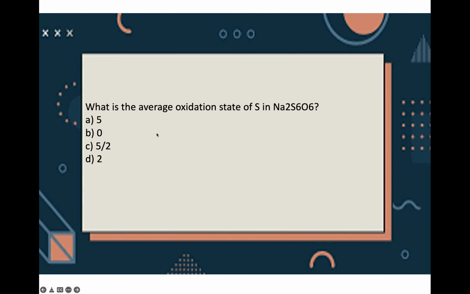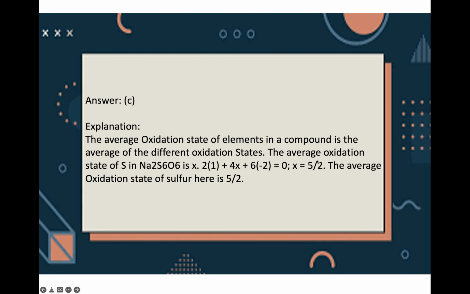Okay, now next question. What is the oxidation state of sulfur in Na2S4O6? So you are asked to find out the oxidation state of sulfur in this compound. Is it 5, 0, 5 by 2 or 2? So the option is C, 5 by 2. Here we need the average oxidation state of sulfur, that is the average of different oxidation states of the element in the compound.